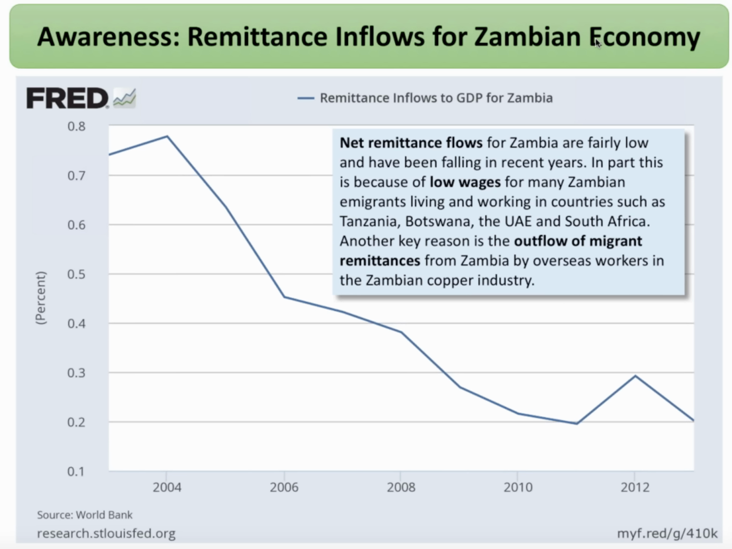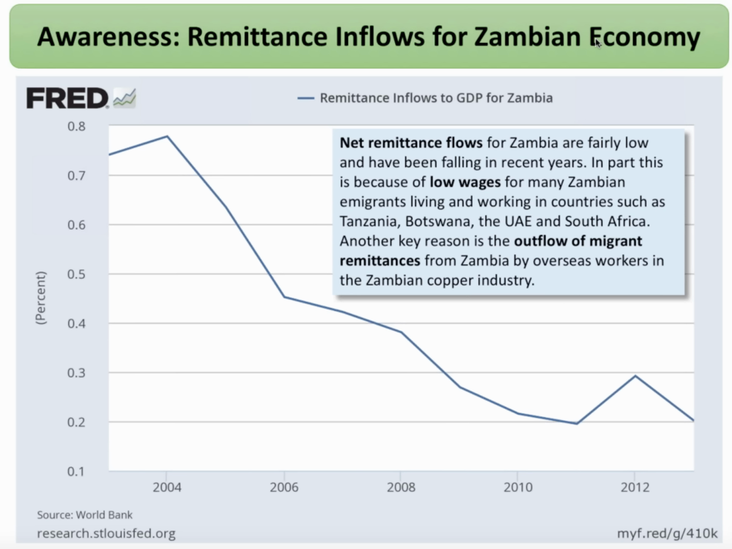This is net remittance inflows into Zambia, thank you to the Federal Reserve Bank of St. Louis for the data. I think it's quite important here because actually Zambia's remittance incomes are relatively low in net terms. And they've come down in the last 10 years from about 0.8% of their GDP to less than 0.2%. So for Zambia, remittance income is not particularly significant in net terms.